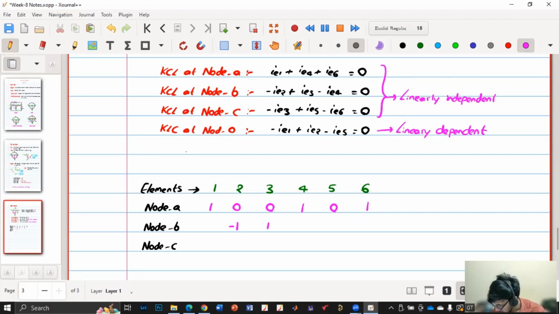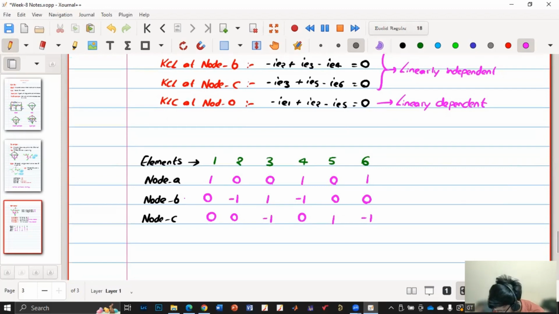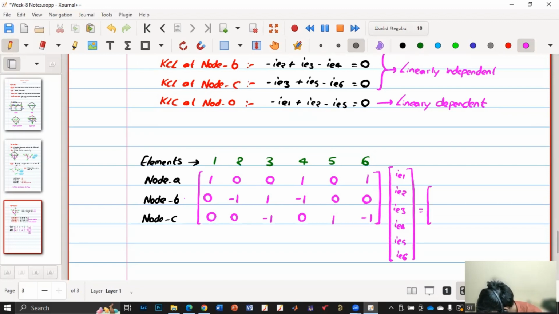So plus IE3 minus IE4. Other things are 0. Node C, we have minus IE3 plus IE5 minus IE6. Other things are 0. So now I'll write this as a matrix multiplied by the IE1, IE2, IE3, IE4, IE5, IE6 column matrix, which will give 0, 0, 0. So basically what I have done is I have written this equation in this format.